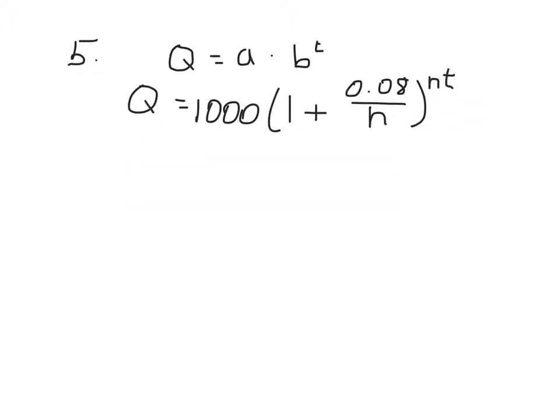Before we try to use the lists and spreadsheets page of the calculator, let's first understand what role this 1 plus 0.08 over n raised to the nth power is playing. When you compare it to the general form for an exponential function, I think it's pretty easy to pick out that the a must be the 1,000, right? And of course the t is still t over here. So that means that everything else in this formula, and that would be this 1 plus 0.08 over n raised to the nth power, that is your b. That is your growth factor.